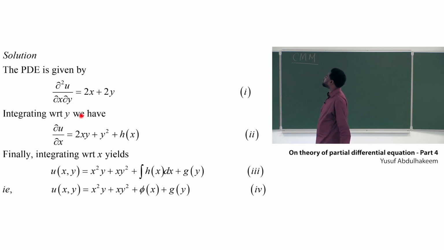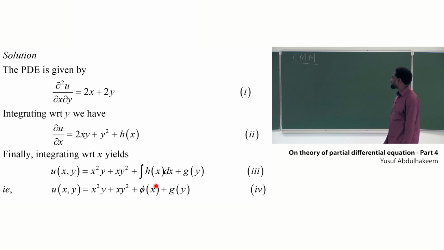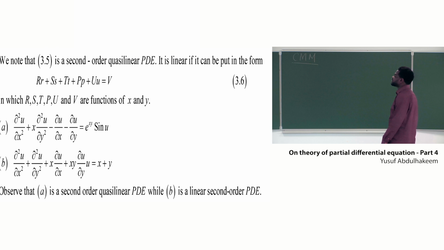And for us to obtain this solution, we integrate this with respect to x, then we integrate with respect to y. When we integrate with respect to y, we add a function of x. Then again we integrate with respect to x, then we add a function of y. So that is why we obtain this. There are no conditions attached to the problem. That is why we are not able to obtain the exact function, so we just leave them as arbitrary functions.